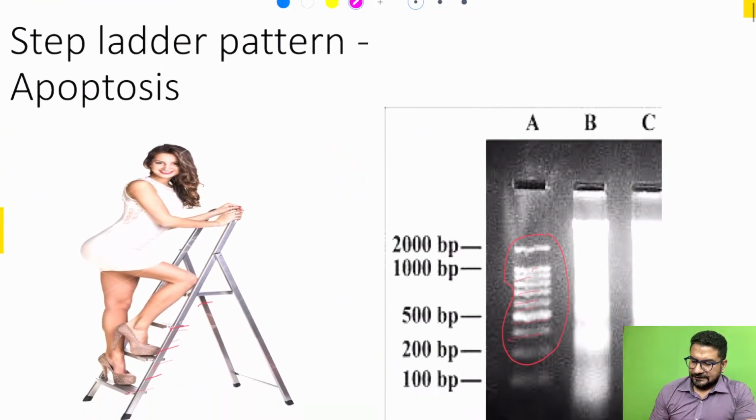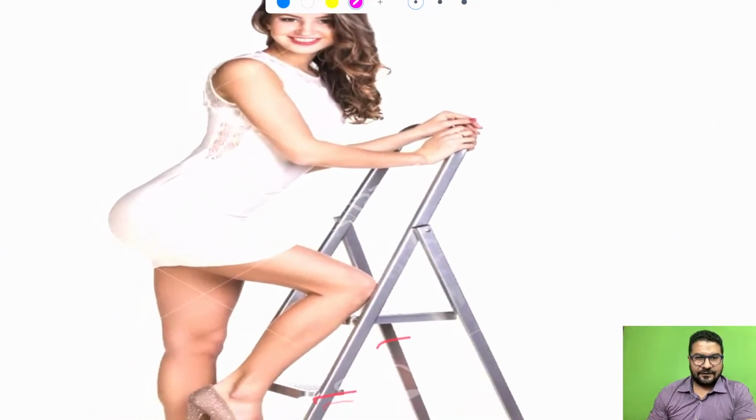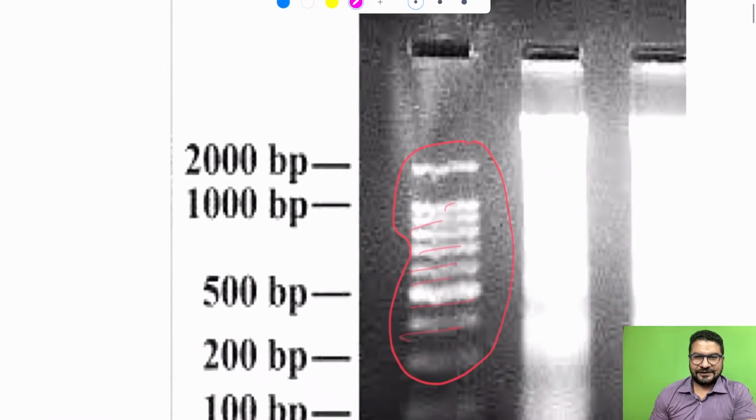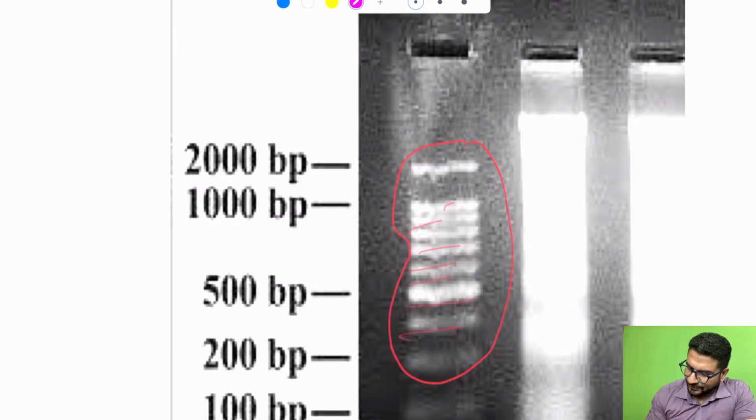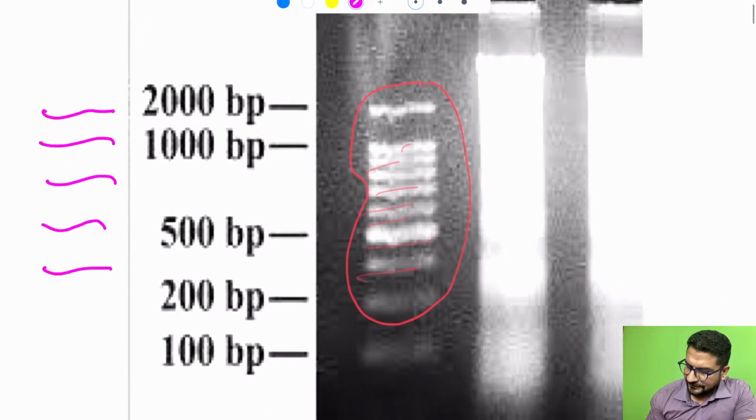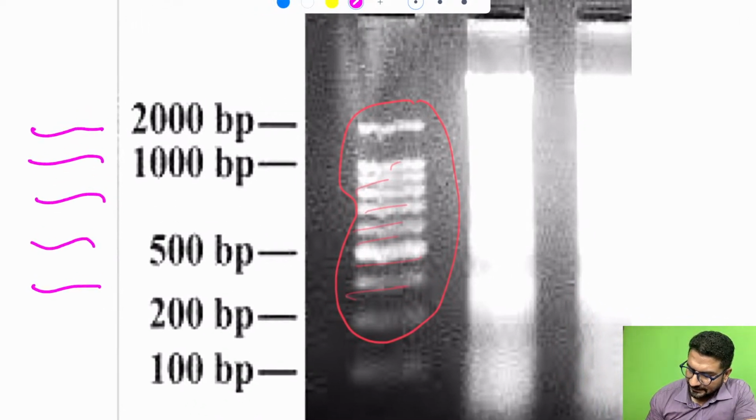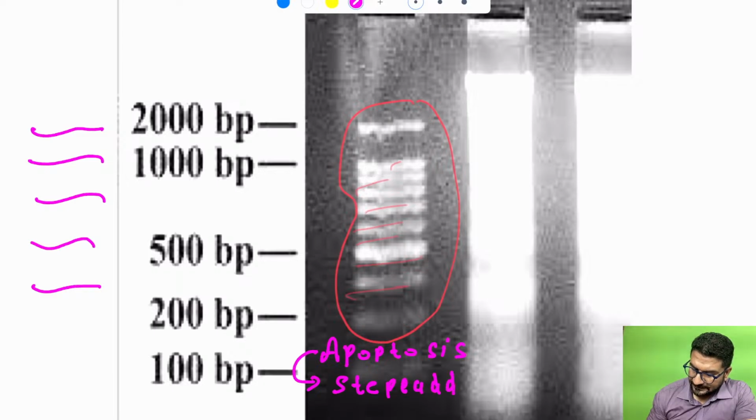Okay, now focus on this. Do not focus on this one, focus here, on this. This is called the step ladder pattern. You can see this pattern, step ladder pattern. Where will you see the step ladder pattern? You will see it in apoptosis. Just one more thing, remember, necrosis will have a smear pattern. This step ladder pattern you will see in apoptosis, and they ask you a question: why do we get the step ladder pattern?